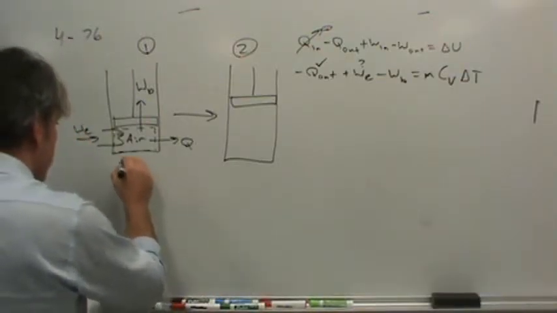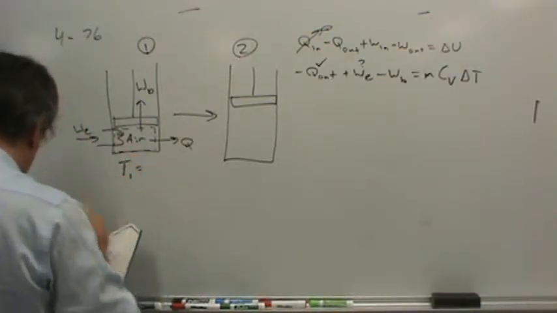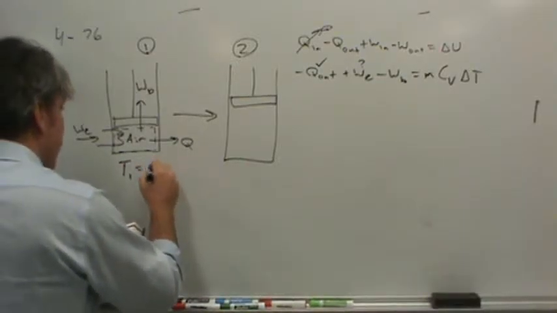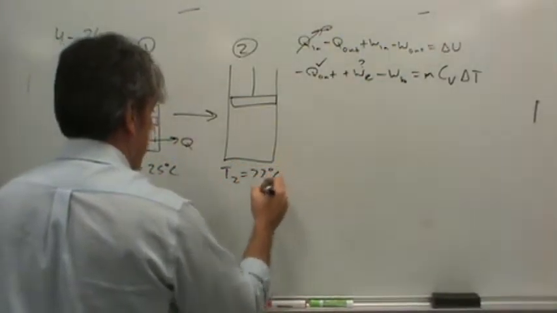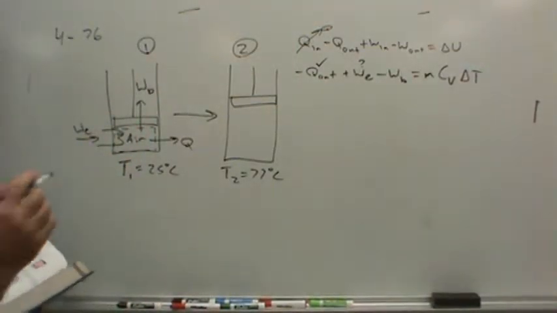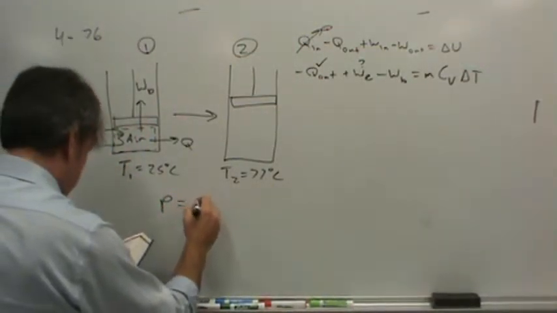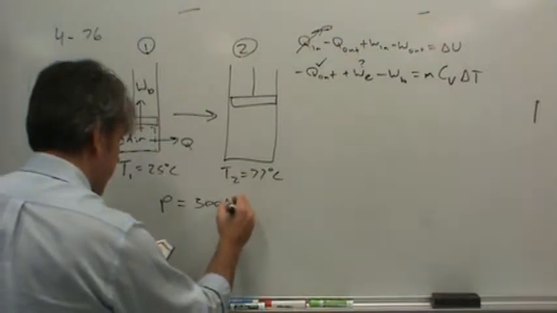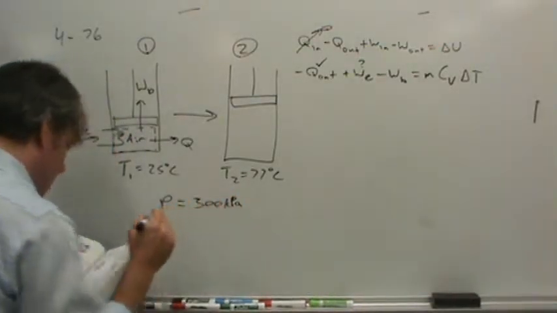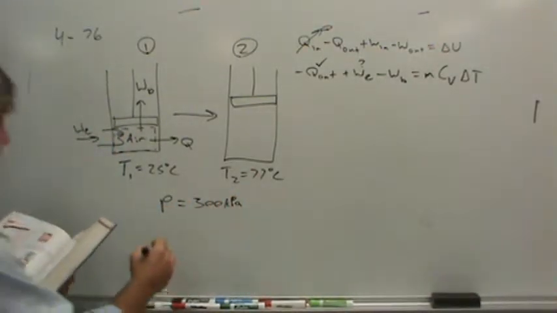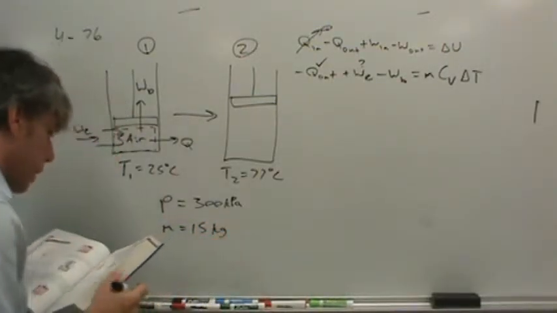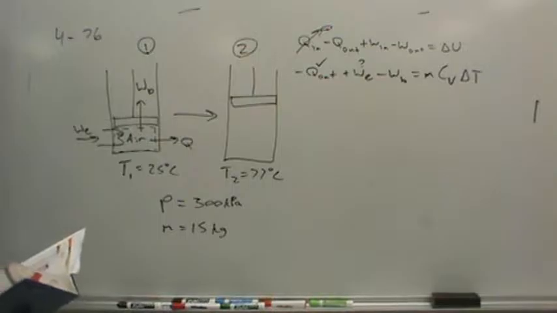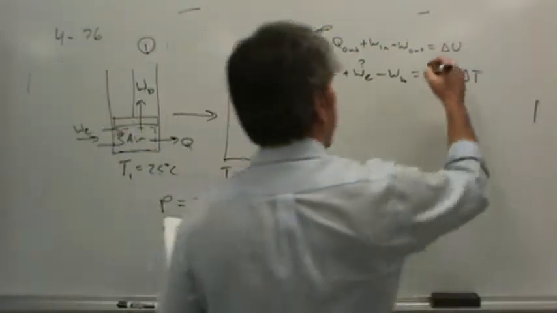In fact, they told us the temperature in state 1 was, let's write it down, 25, and the temperature in state 2 is 77 Celsius. We know that the pressure is constant, so I'll just write it down, 300 kilopascals. And what else do we know? We know the mass is 15 kilograms of air, and that won't change.